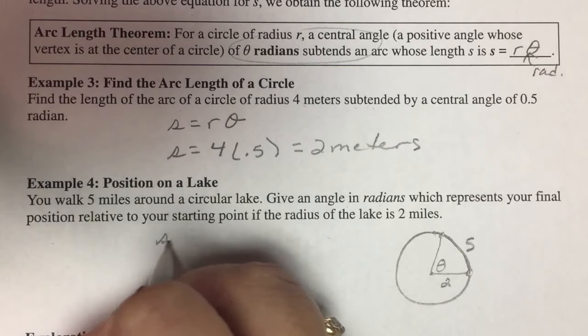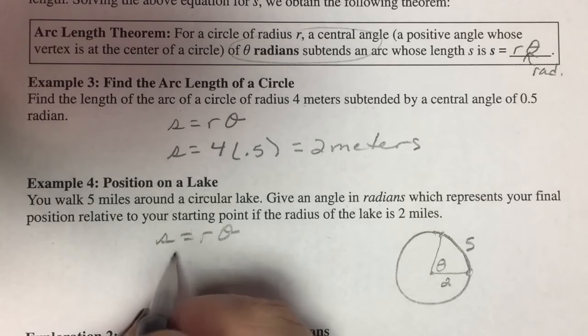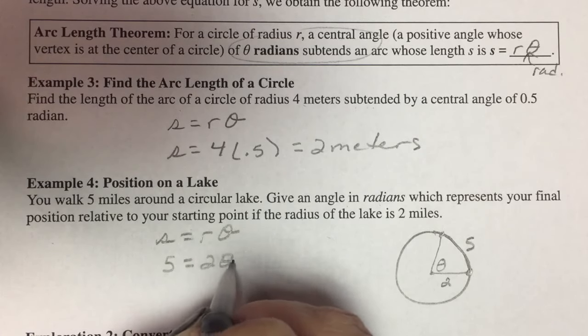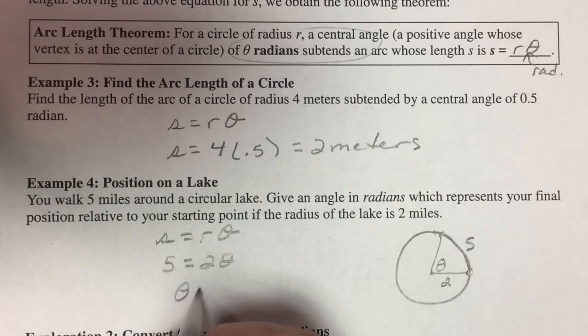It tells us that the radius is 2. So I can again use my s equals r theta, except this time I know s is 5, is equal to 2 times theta. And if I divide by 2, my theta is going to be 2.5. Now again, it's 2.5 radians. It asks us for it in radian measure. So that's just manipulating that formula a little bit.